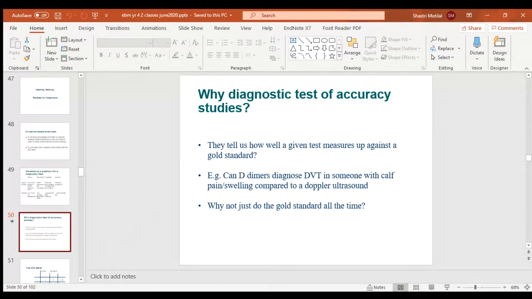In this case, everybody coming in with calf pain and swelling, why not just do a Doppler ultrasound on everybody coming in with calf pain and swelling?